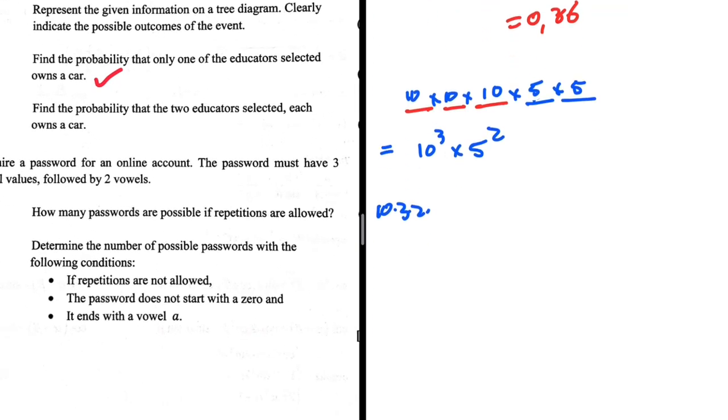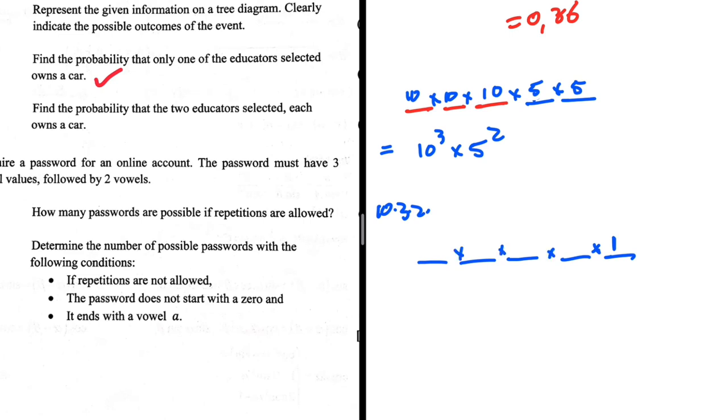Determine the number of possible passwords with the following conditions. So, okay, we still need those digits. We still need 3 digits. Yeah. Let's take a look. If repetitions are not allowed, the password does not start with a 0 and it ends with a vowel A. Okay, so this is the last position where we need to have A there. So how many A's do we have? We only have 1 A in our vowels. So it's only one possible vowel that can occupy that last spot.